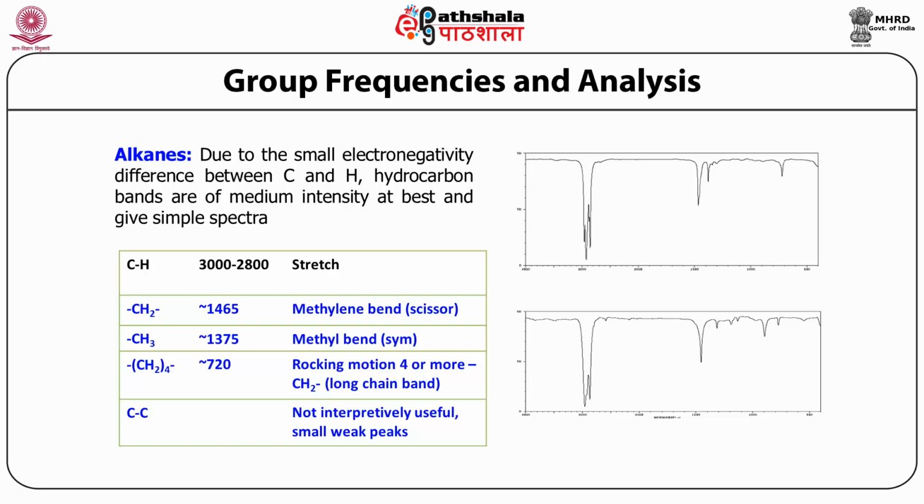for the methylene band around 1465 per centimeter, for the methyl group at 1375, and the CH2 group having 720. The carbon-carbon single bond is of no use, giving only small weak peaks. So you can see 4 different peaks for the alkane.